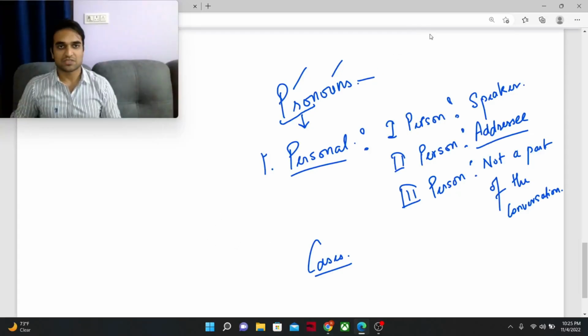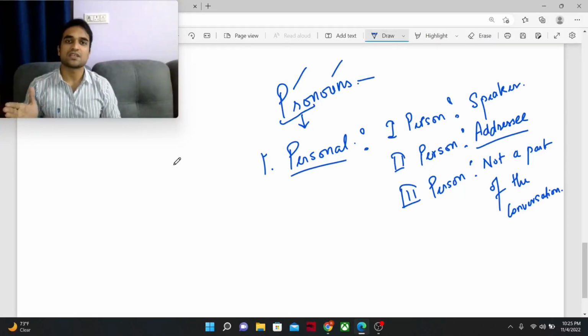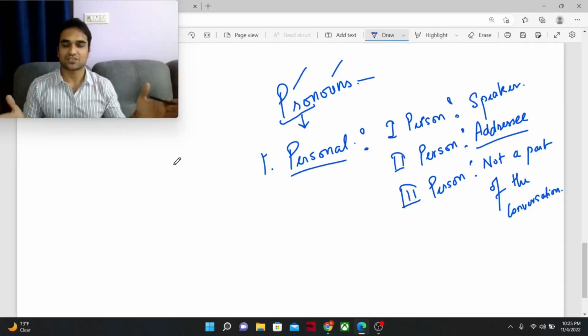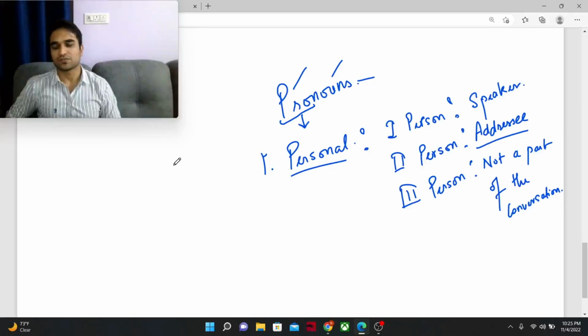If we talk of the subjective case, simply stated, it is the subject of the sentence. Subject, we discussed in the first class, is either the doer of the action or the topic of the sentence, the one that we are talking of. So if we consider a very simple example, I say I kick a football.